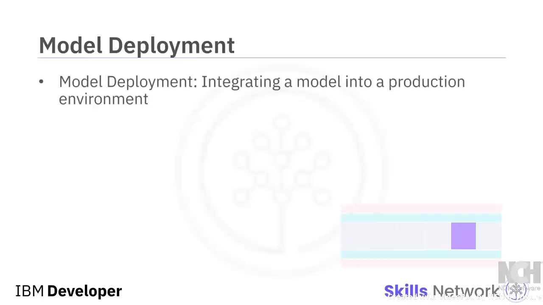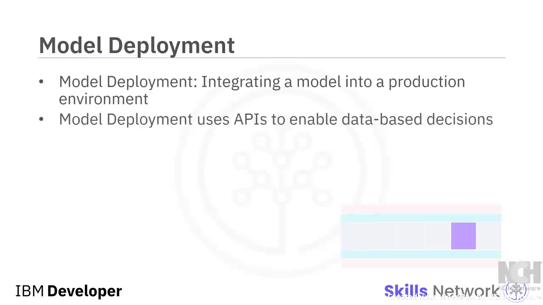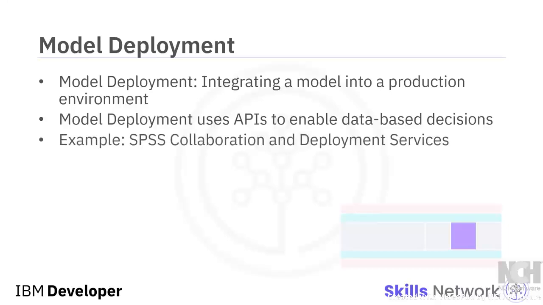The next step is model deployment, the process of integrating a developed model into a production environment. In model deployment, a machine learning model is made available to third-party applications via APIs. Business users can access and interact with the data through these third-party applications, and this helps them make data-based decisions. As an example, the SPSS collaboration and deployment services can be used to deploy any type of asset created by the SPSS software tools suite.